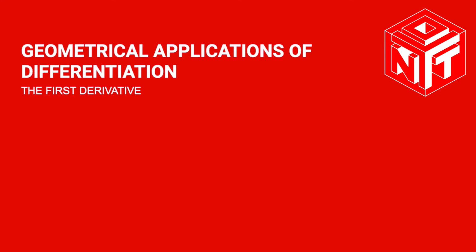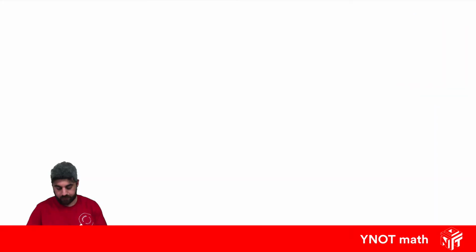The first derivative. So the first derivative, we need to know the definition behind it. The definition of the first derivative is that it's the gradient of the tangent at any given point. So remember, our first derivative always gives us the gradient of a tangent.